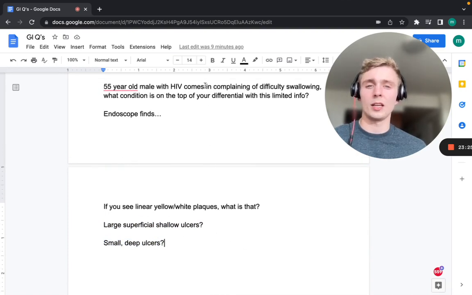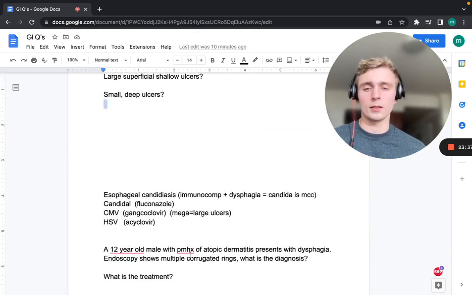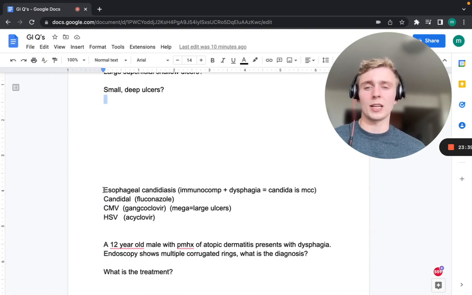So again, HIV, difficulty swallowing. What do you see on endoscopy? How about linear yellow-white plaques? How about large, superficial, shallow ulcers? How about deep, small ulcers? So this is going to be esophageal candidiasis. You always want to be thinking, if they're immunocompromised and they're having dysphagia, candidal esophagitis is the most common cause.